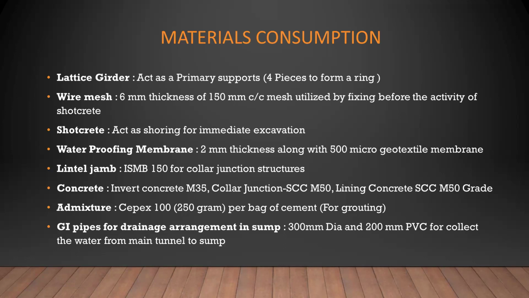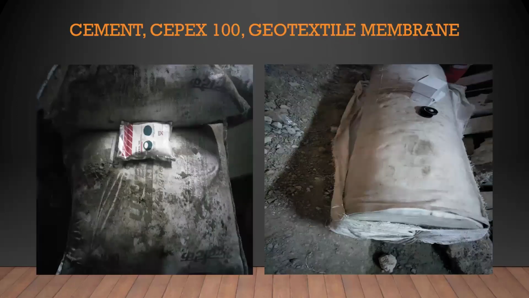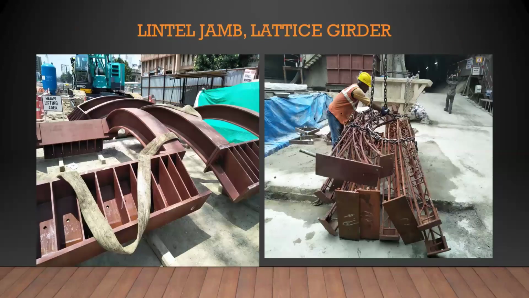Then GI pipes for drainage arrangement in the sump, 300 mm dia, and 200 mm PVC to collect the water from the main tunnel to the sump. In the left side picture, you can see the cement bag, an Ultratech cement bag, and this small packet is SIPEX 100 material. In the right side picture, you can see the 500 micron geotextile membrane. This is the lintel beam placed, in the left side picture. And in the right side picture, you can see the lattice girder.